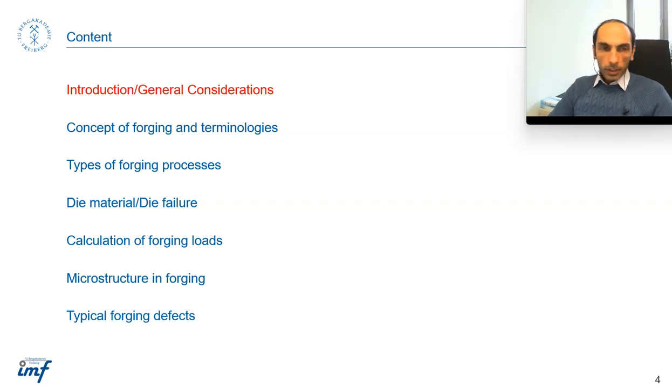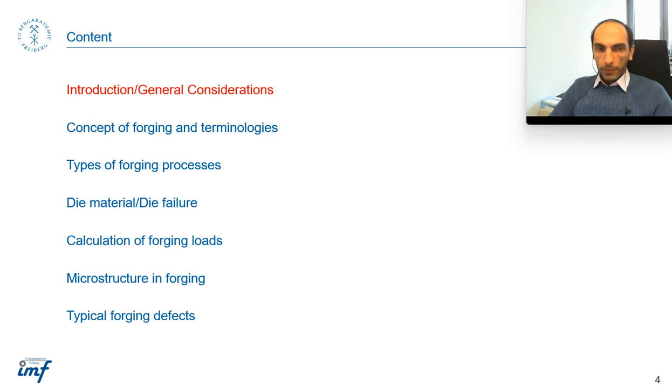Okay, the lecture today is on forging, modeling of forging. So first I introduce the forging process and I'll give some general consideration about the forging, and then the main concept. I talk about the main concept of forging and the terminology in forging process. Then I introduce the types of forging process and the die material, die failure in forging.